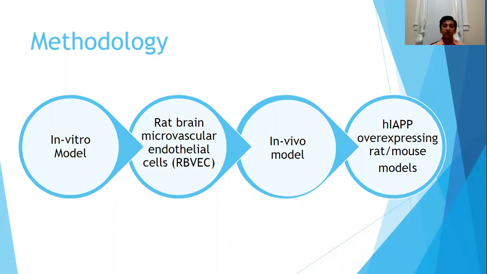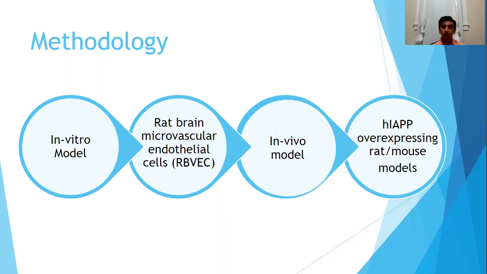For my methodology, an in vitro model was used with rat brain microvascular endothelial cells to demonstrate how amylin oligomers affect blood-brain barrier function. These RBVEC cells were treated with human islet amyloid polypeptide oligomers and the vehicle control as well. For this, Western blot and immunofluorescence were done for different cell signaling protein molecules involved in the function of the blood-brain barrier. For the in vivo model, human islet amyloid polypeptide overexpressing rat and mouse models were additionally used to demonstrate the HIAPP damage to the blood-brain barrier.